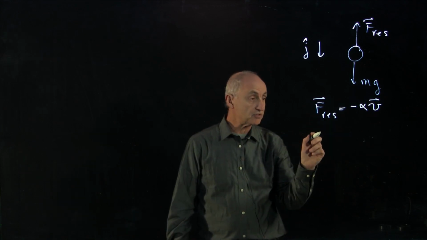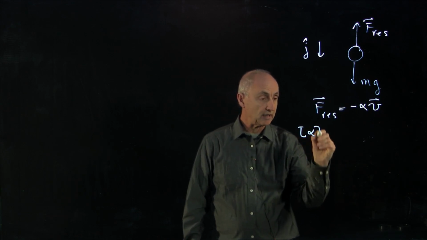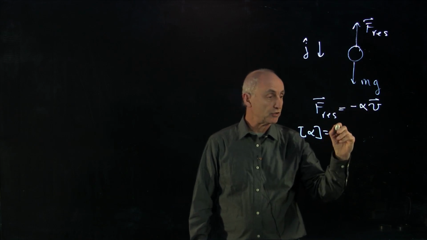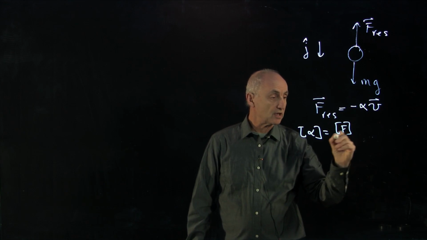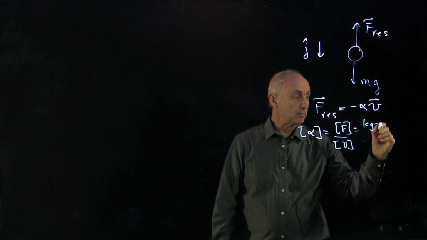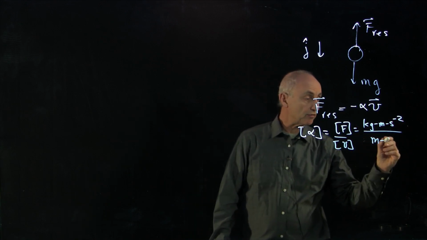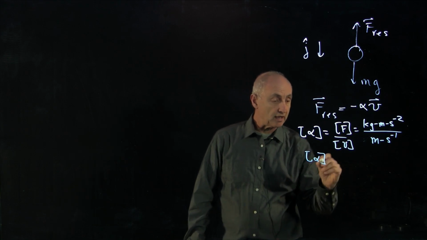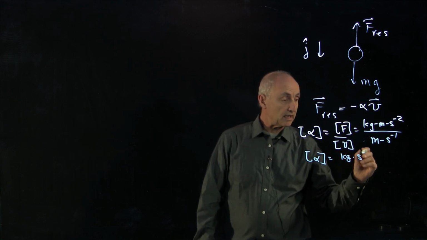For our case, let's consider the units of the coefficient alpha. So alpha has the units of force divided by velocity. The units of force are kilogram meter per second squared, divided by the units of velocity, which are meters per second. And so we see that the coefficient alpha has the units of kilogram per second.